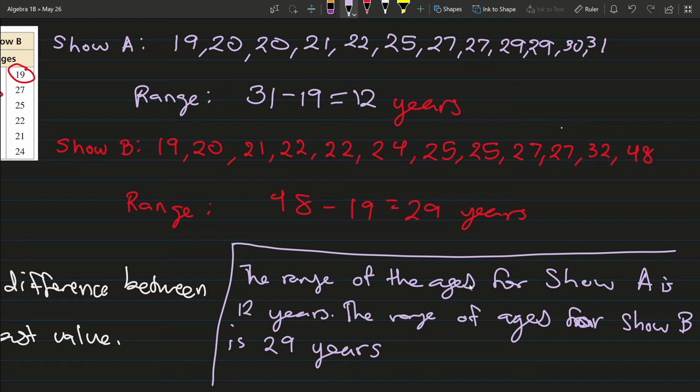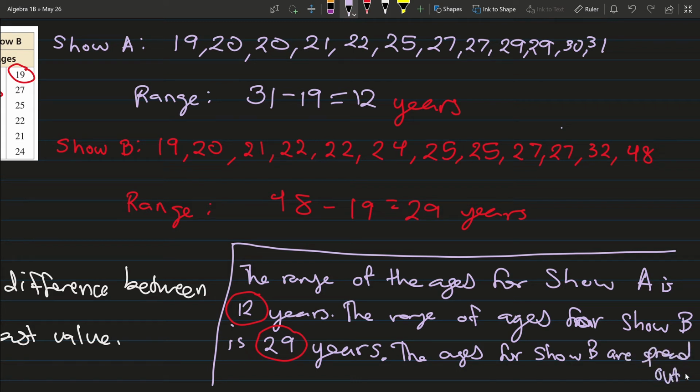So that means, think about it for a second, all right? So let's look at this. 12 years versus 29 years. That means that show B has a wider range of ages, right? Whereas show A, it's not as diverse, right? So for show B, the ages are very spread out. So let's write that down. The ages for show B are spread out. And that's what you would write.